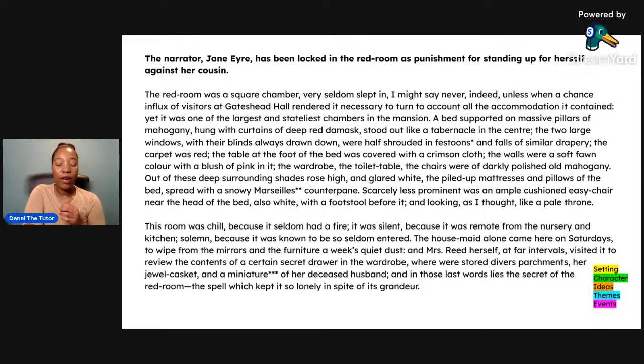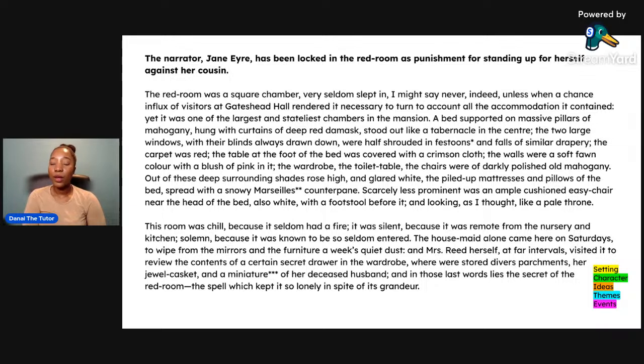Next paragraph. The room was chill because it seldom had a fire. It was silent because it was remote from the nursery and kitchen, solemn because it was known to be so seldom entered. The housemaid alone came here on Saturdays to wipe from the mirrors and the furniture a week's quiet dust. And Mrs. Reed herself, at far intervals, visited it to review the contents of a certain secret drawer in the wardrobe, where were stored divers parchments, a jewel casket, and a miniature of her deceased husband.